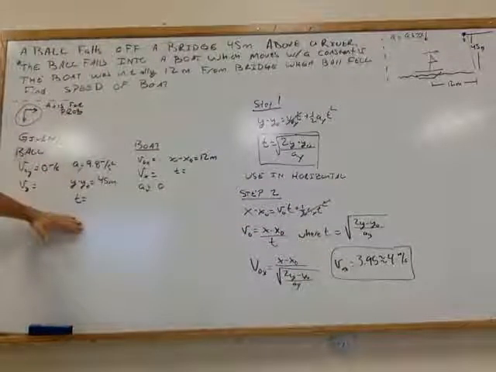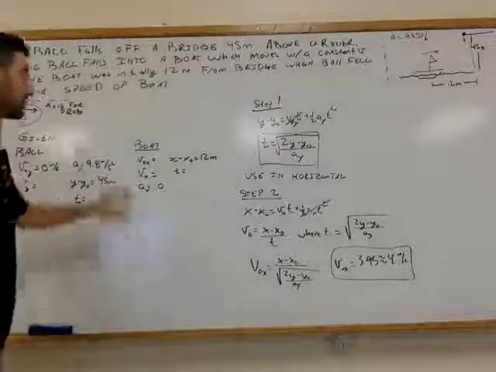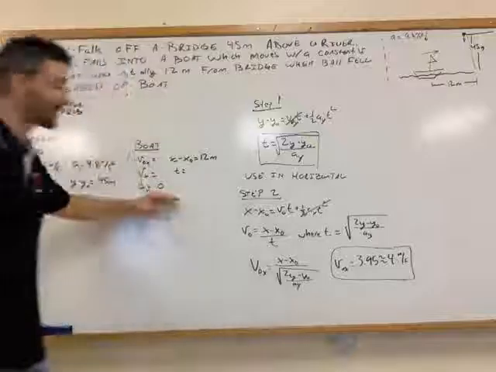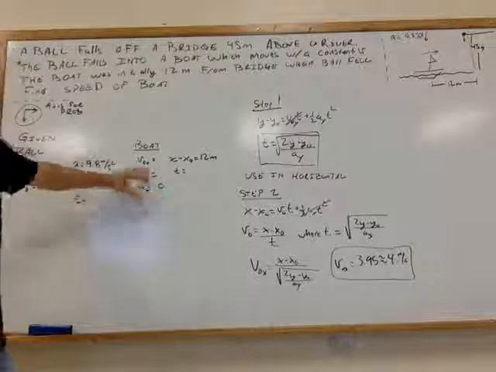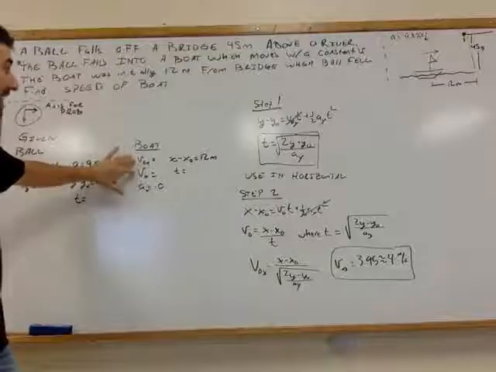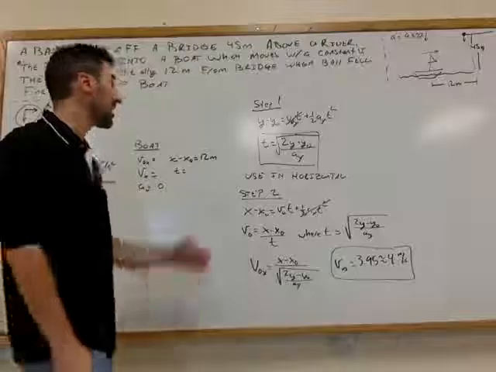I then listed my given information. We know from the problem our initial velocity in the y direction is 0. I know it's falling because of the acceleration due to gravity, and I know the height of the bridge. Since the boat is going at a constant velocity, I know the acceleration is 0. Because the acceleration is 0, my initial and final velocity have to be the same. The only other given information is the boat going 12 meters.